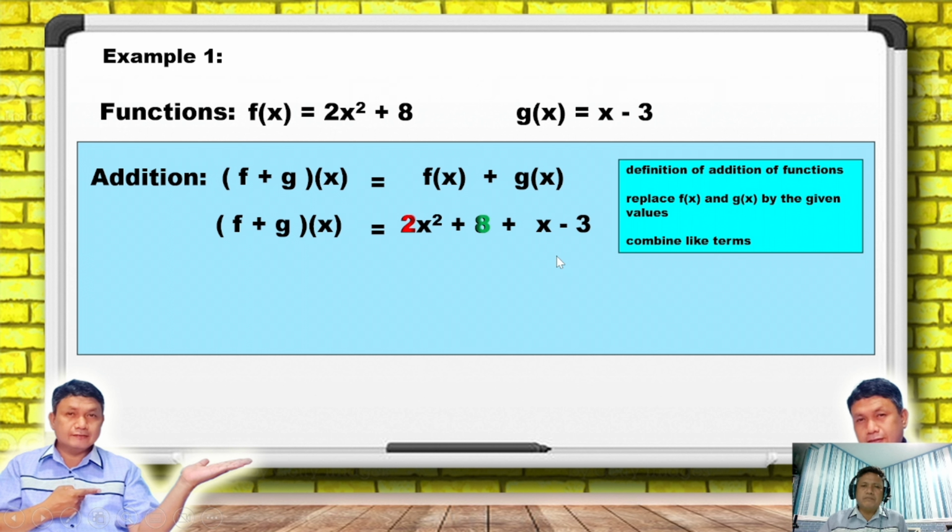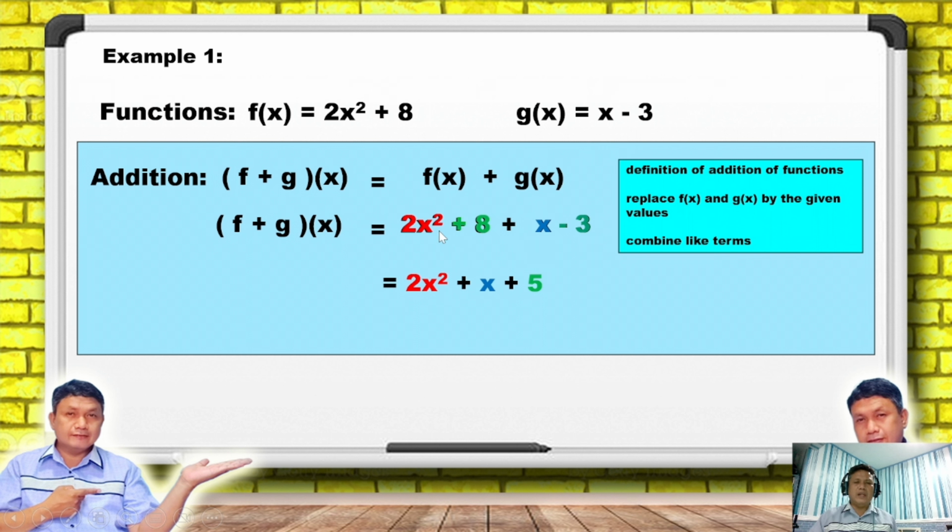And we have, okay, alin ang like terms natin? Okay, kung napansin nyo, yung green lang ang may like terms natin, yung tinatawag nating constant terms. So therefore, we need to combine positive 8 minus 3. So what will be the final answer? Yes, exactly. So we have 2x squared plus x.